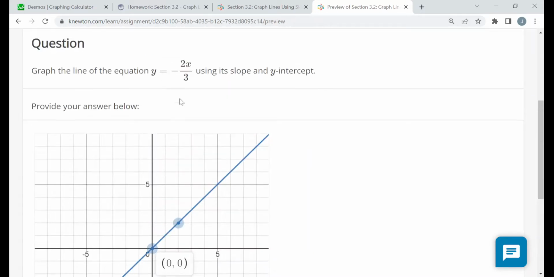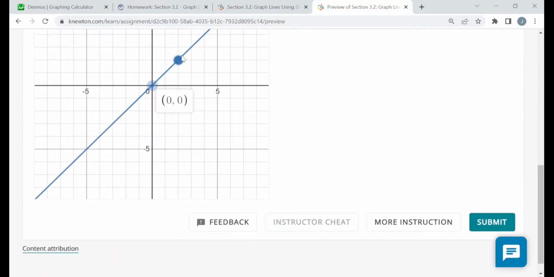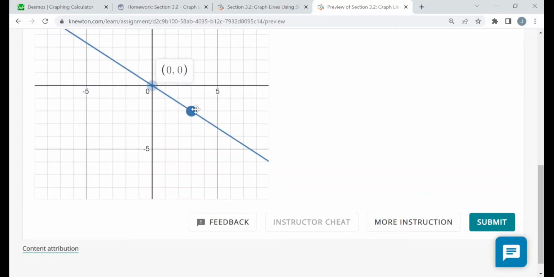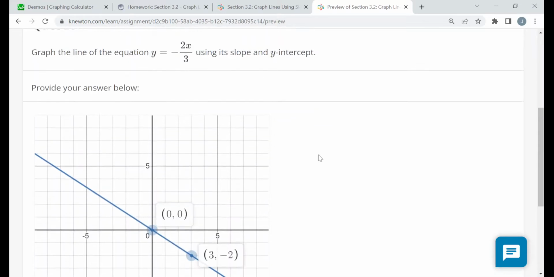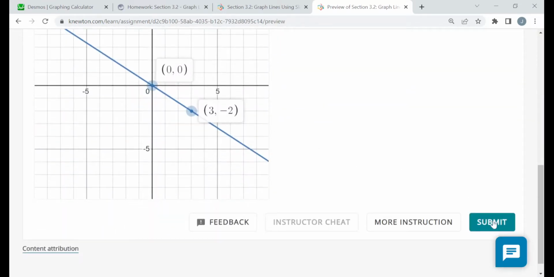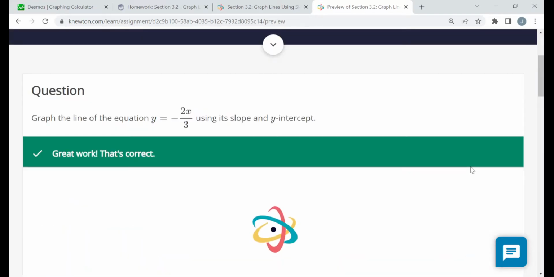And then the slope is -2 over 3, down 2, right 3. So from the origin, I go down 2, right 3. That's the point 3, -2. And here are all the solutions, the graph of this equation. Pretty simple if it's already in slope-intercept form, in my opinion.